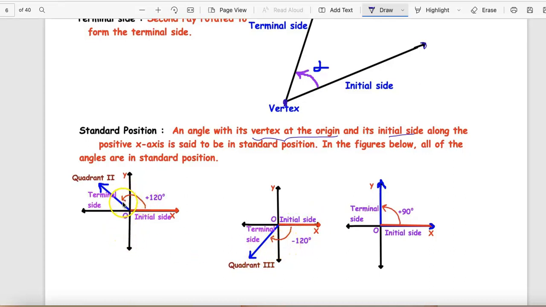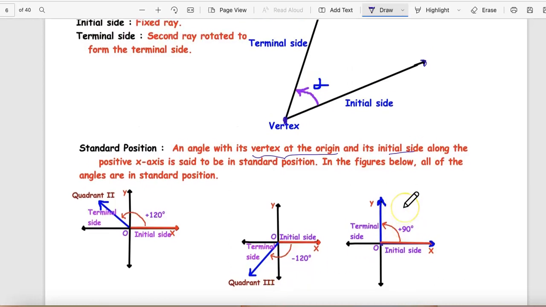In this case, this was going in a positive direction. Counterclockwise means positive. Clockwise, like the hands of the clock move, means negative. Again, this is positive. You can see the initial side over here, and the axis is what you call the vertex at the origin. Please make sure you copy everything in your notes.